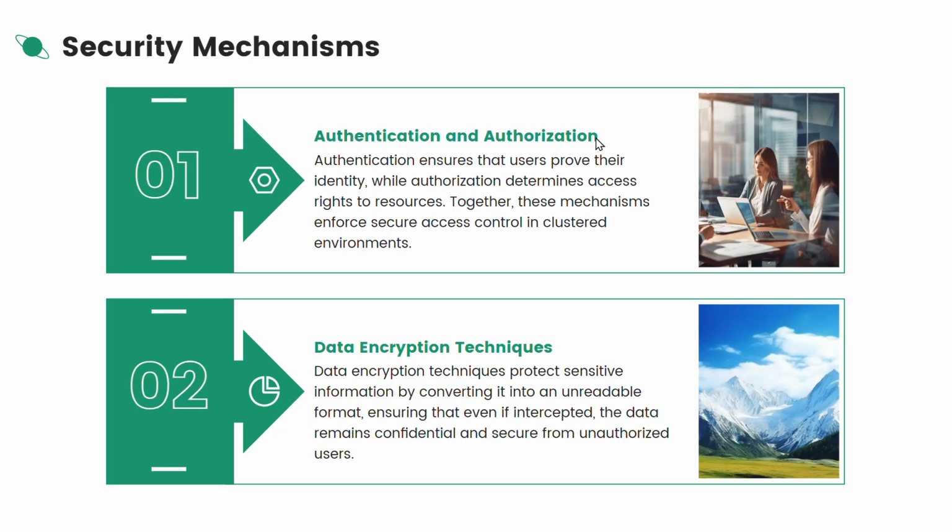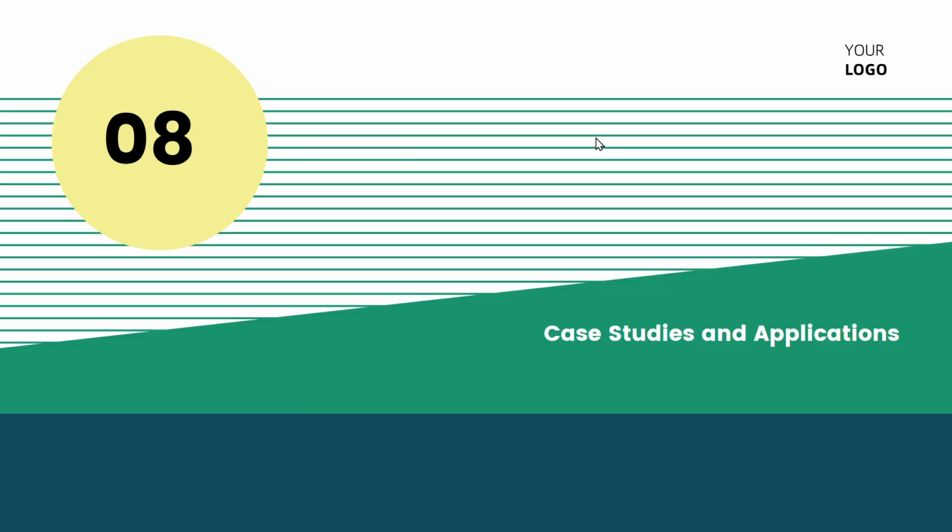Security mechanisms. Authentication ensures that users prove their identity, while authorization determines access rights to resources. Together, these mechanisms enforce resource access control in clustered environments. Data encryption techniques. Data encryption techniques protect sensitive information by converting it into an unreadable format, ensuring that even if intercepted, the data remains confidential and secure from unauthorized users.